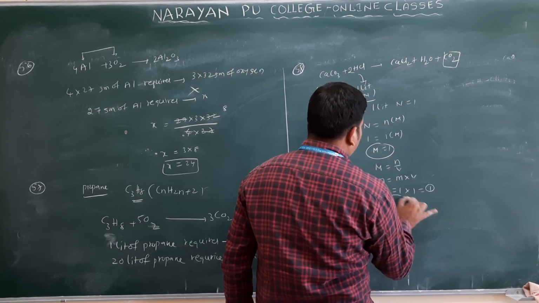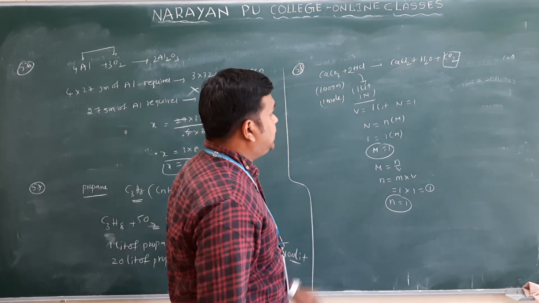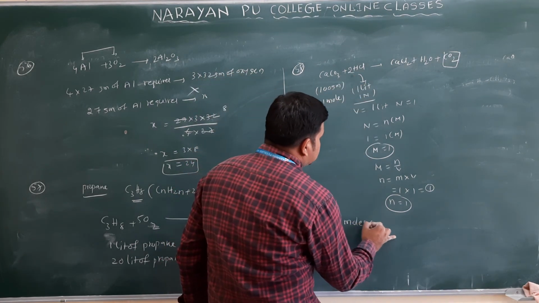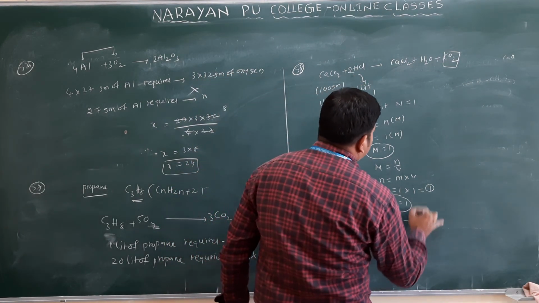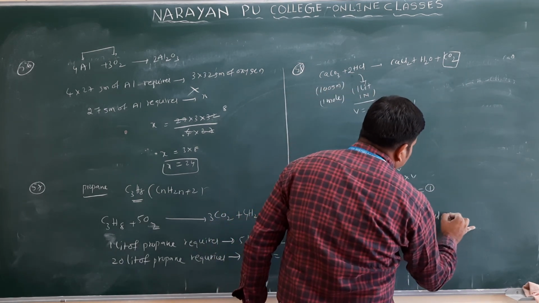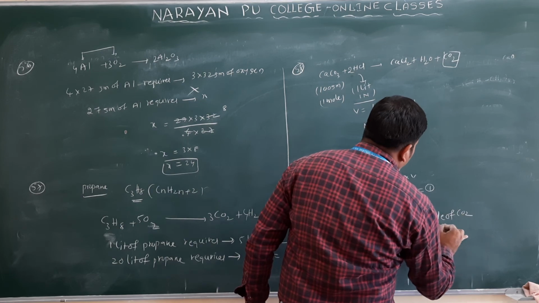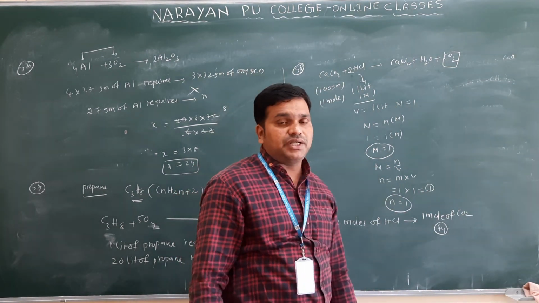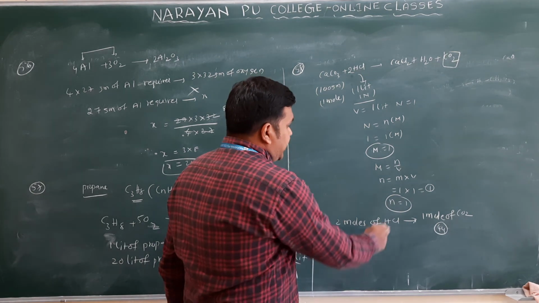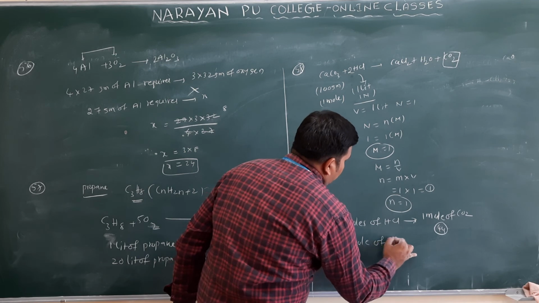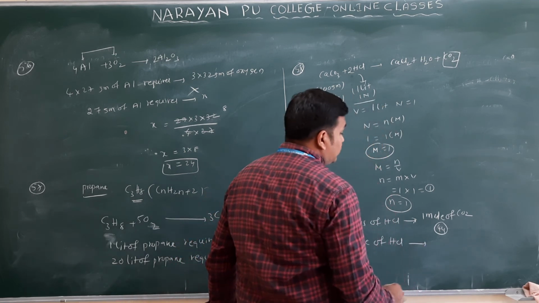So M is equal to how many moles you want? 1 mole. In general, how many moles is there? 2 moles. Now I am writing here: 2 moles of HCl gives how many moles of CO2? 1 mole of CO2. 1 mole of CO2 weighs how much? 44 only. You can add carbon 12 plus 32, that is 44 grams only. But here how many moles did you get? 1 mole. Now I will write here: 1 mole of HCl forms how many moles?